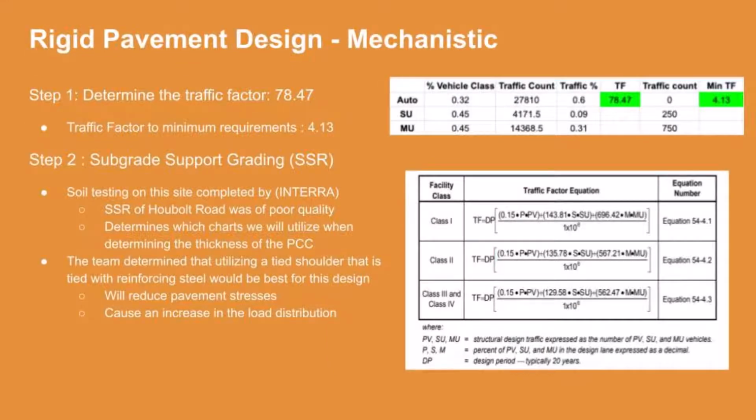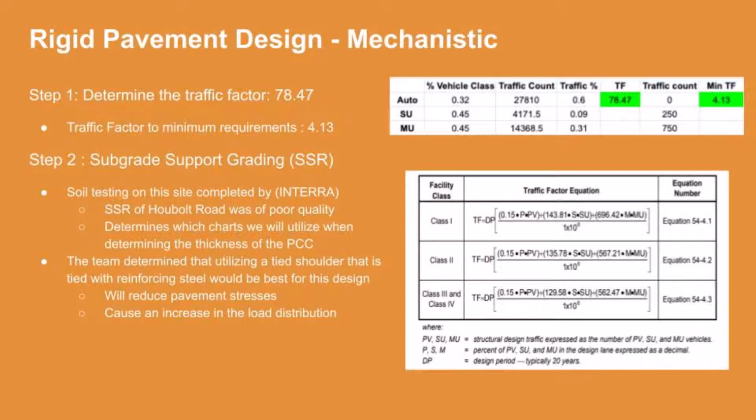Looking closely at the rigid design, the mechanistic approach first determines the traffic factor of the road. The road has been classified as a Class 2 with a traffic factor of 78.47. Determining the traffic factor allows us to compare our findings to the minimum required traffic factor, which was determined to be 4.13. This means we can proceed with the design with a traffic factor of 78.47.